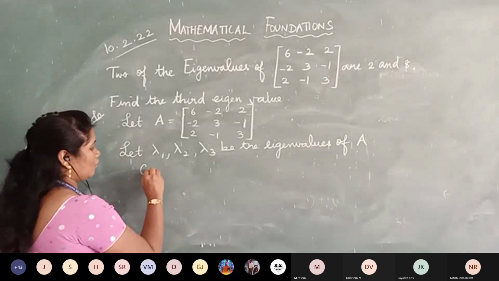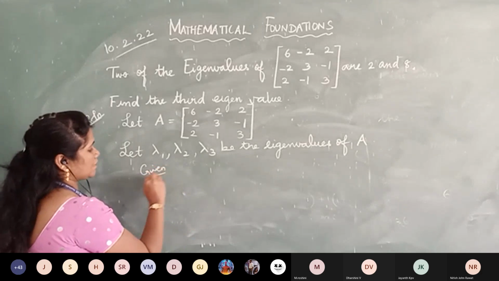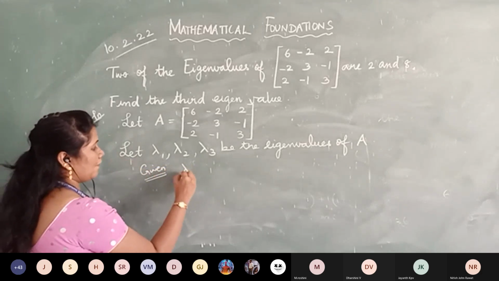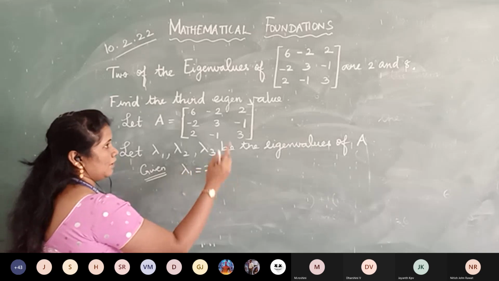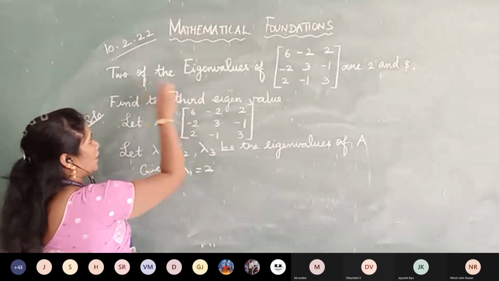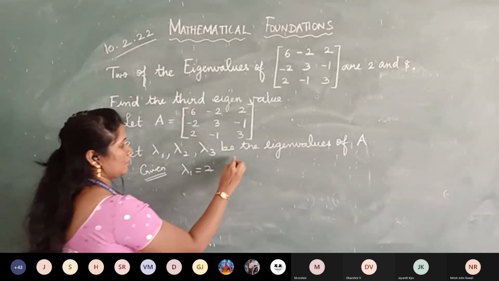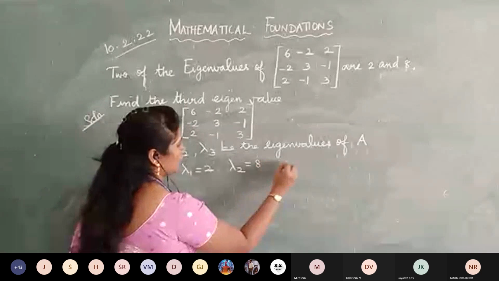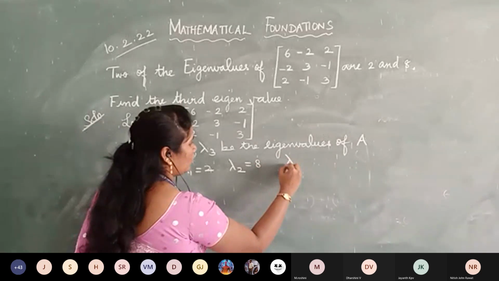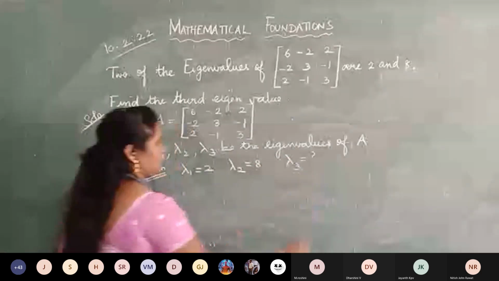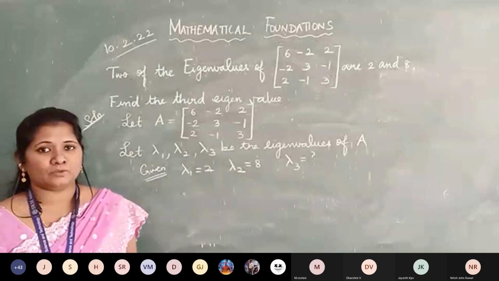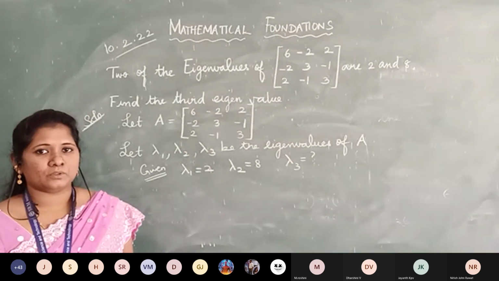Now, what have they given in the question? They have given lambda 1 is equal to 2 and lambda 2 is equal to 8. You don't know what lambda 3 is. Now you have to find out lambda 3. How do you find it?